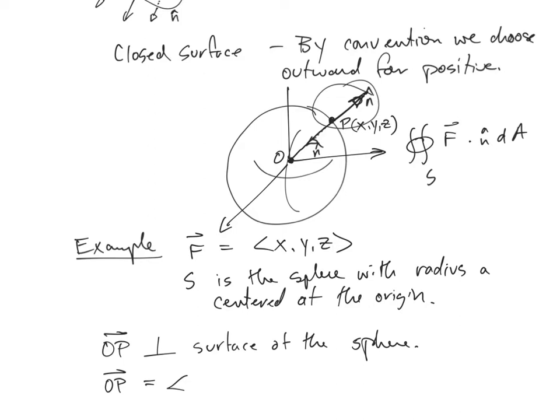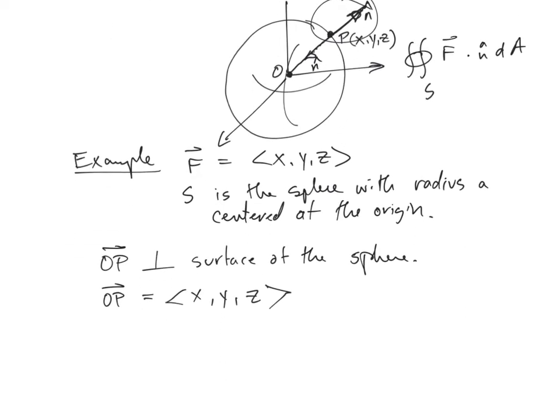We did this way back in the first week of lectures. X, y, z, right? It's the coordinates of the end point of the vector minus the coordinates of the starting point, which are 0, 0, 0. So it's x, y, z. Okay, so that's our vector. Now we just got to turn that into a unit vector. So our unit vector n hat is going to be OP divided by its magnitude.